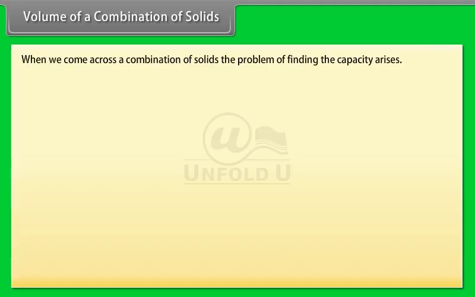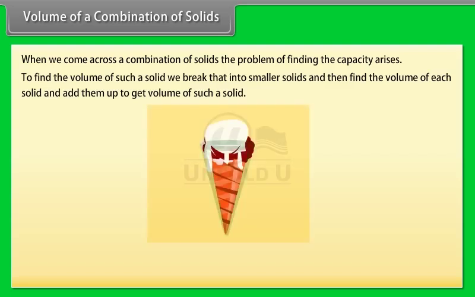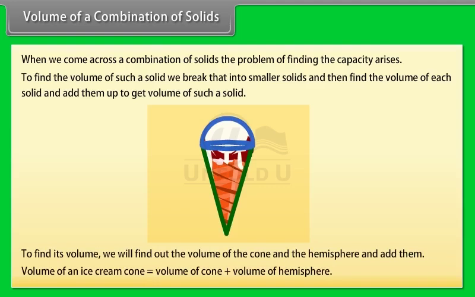Volume of a combination of solids. When we come across a combination of solids, the problem of finding the capacity arises. To find the volume of such a solid, we break that into smaller solids and then find the volume of each solid and add them up to get volume of such a solid. Look at this ice cream cone. It is a combination of a cone and a hemisphere. To find its volume, we will find out the volume of the cone and the hemisphere and add them. Or we can write it as volume of an ice cream cone is equal to volume of cone plus volume of hemisphere. Let's solve an example to understand more about it.